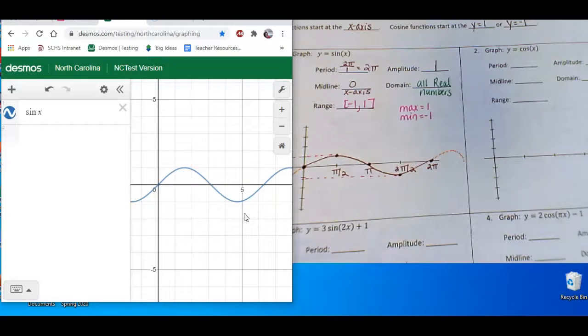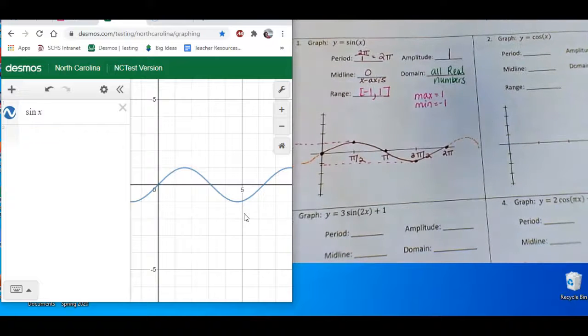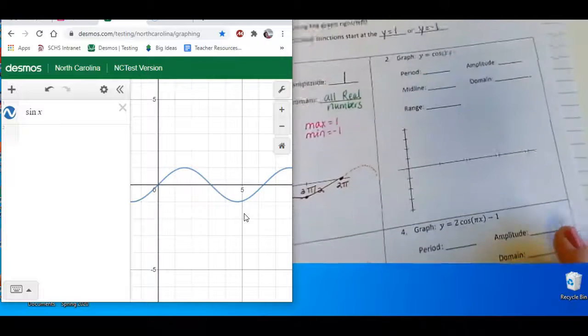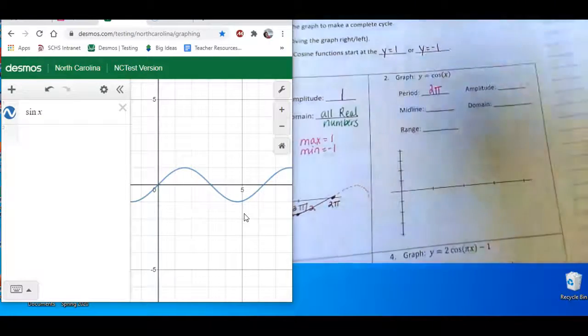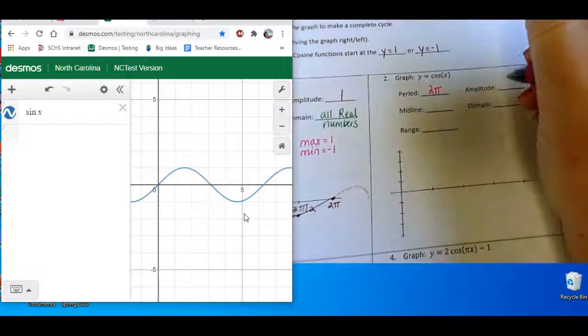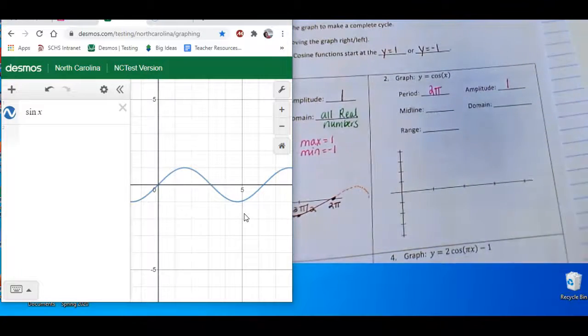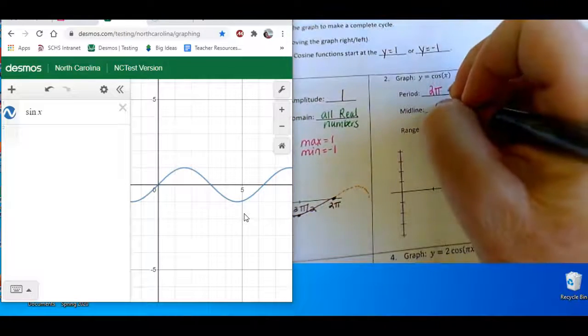Okay? All right, let's talk about cosine. And this way we can see what the differences between sine and cosine are. Okay? I will tell you that several of these things are the same. The period is still 2 pi. The amplitude is still 1. The midline is still 0.